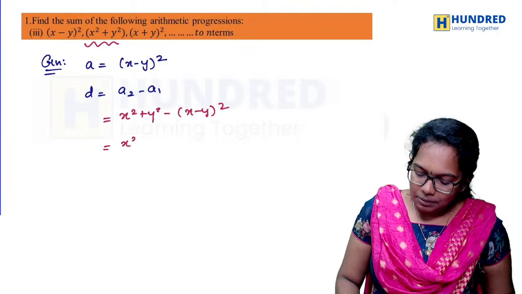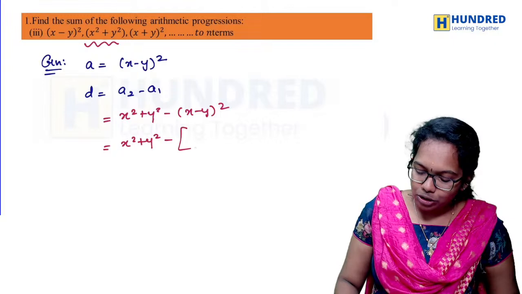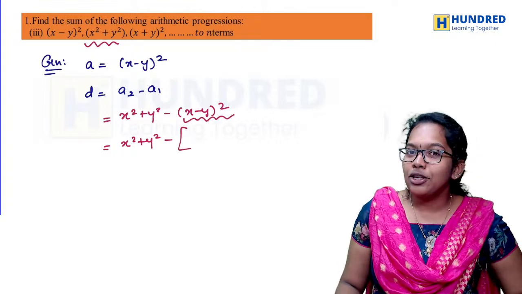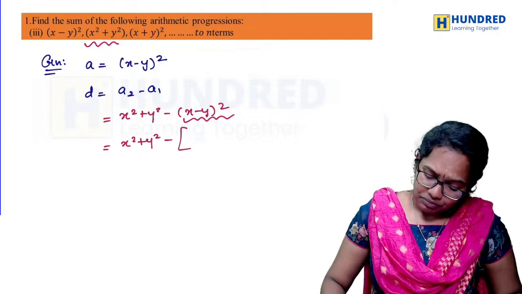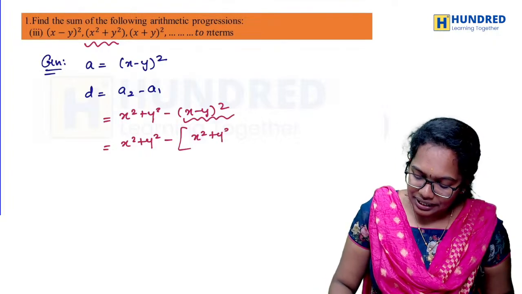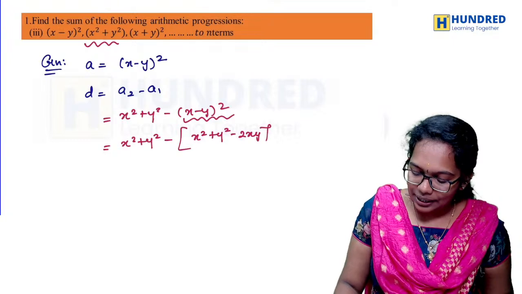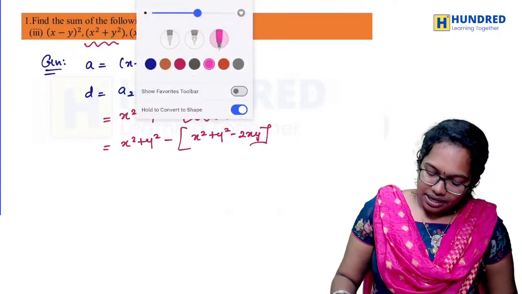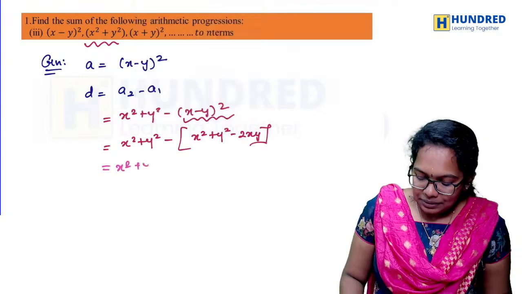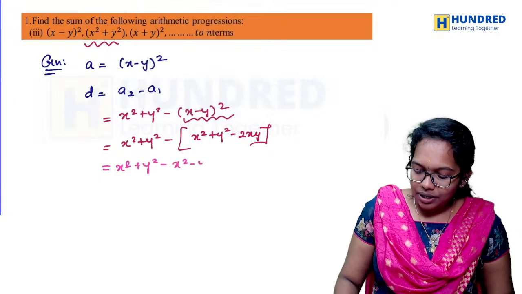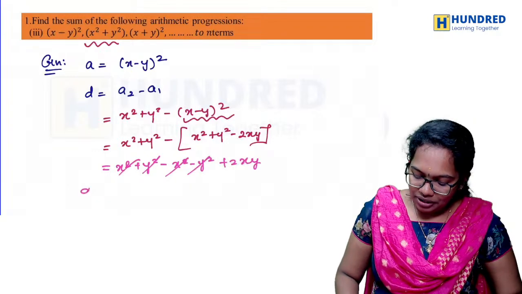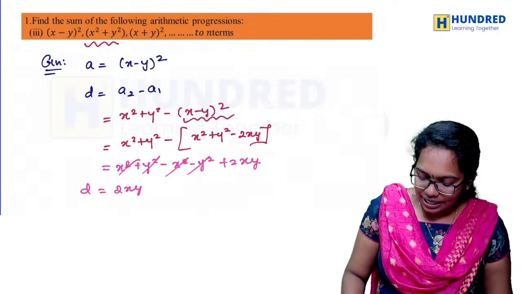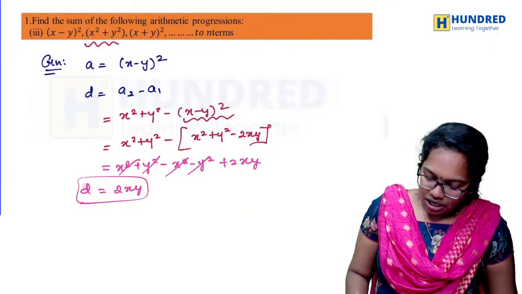So this is going to be x square plus y square minus, just expand it using the formula for a minus b the whole square, which is x square plus y square minus 2xy. When subtracted, you will get minus x square minus y square plus 2xy cancelling. So what's the answer for the common difference? D is going to be 2xy. So this is your D value.